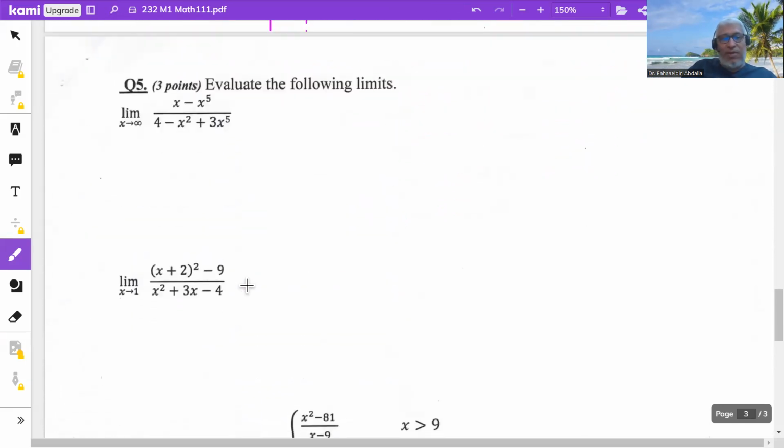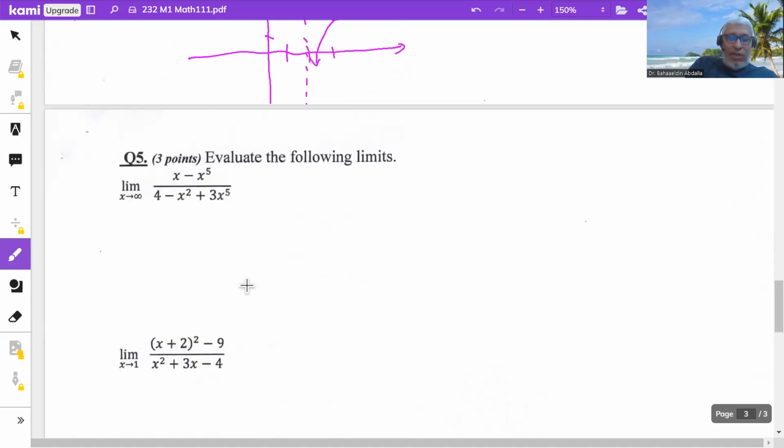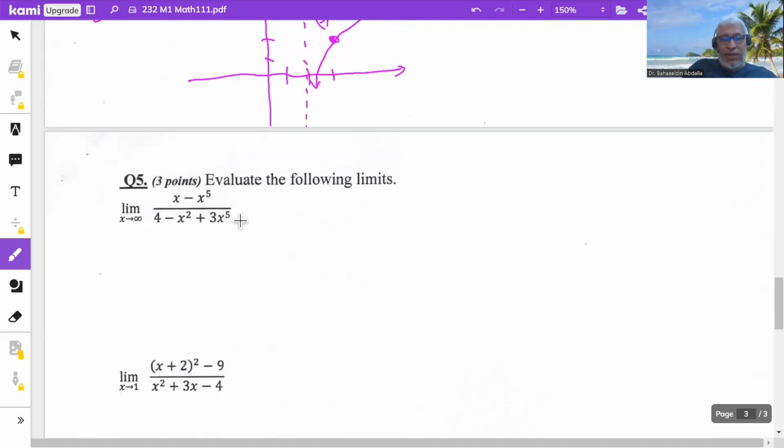Evaluate the following limits. Well, when x approaches infinity or negative infinity, there is an easy method to find the limit. We just take the term with the highest power in the numerator, which is negative, over the term with the highest power in the denominator. Now we simplify, and we notice that x to the power 5 cancels with x to the power 5, and then we will have negative 1 over 3, and that's the limit.